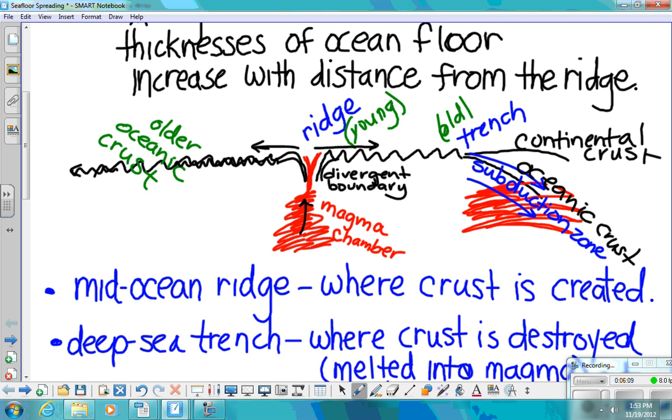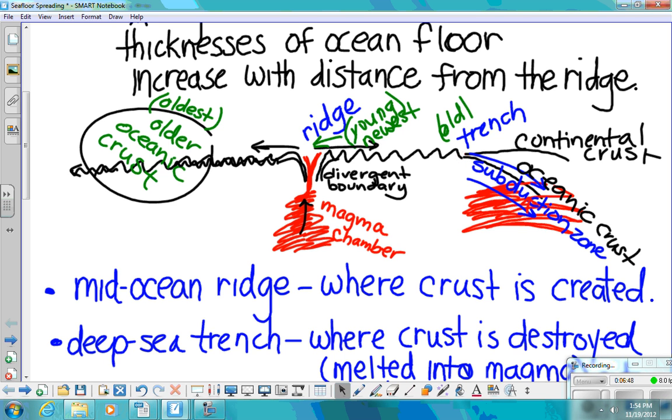okay, this becomes the older crust as you move further away from the ridge. The younger crust is right here at the ridge. It's the newest, okay? So we're going to add the word newest here. And the oldest crust would be further away. So at the edge of the ocean where it meets the continents, the land, we're talking about the trenches here, okay? At the trench, we have a subduction zone.